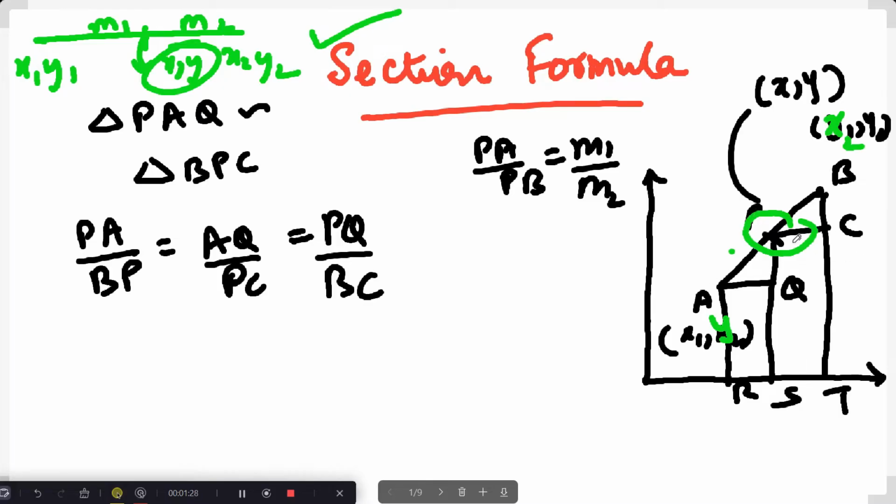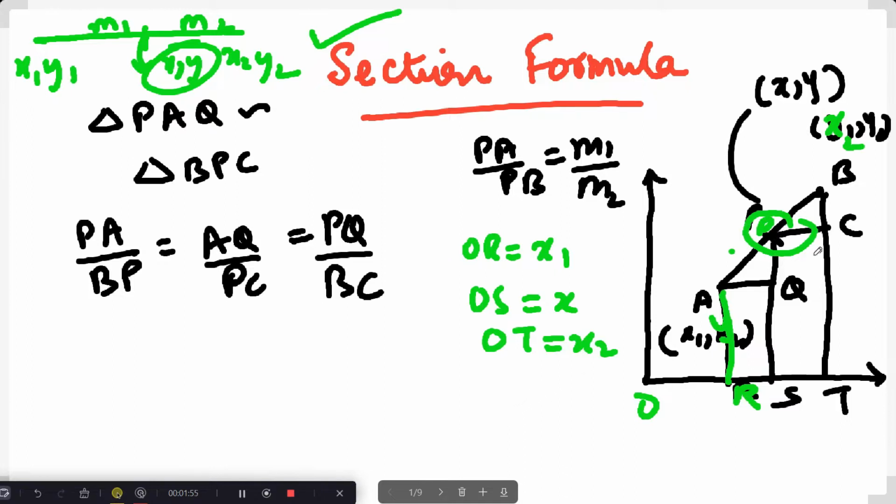If we look at this triangle PAQ, all of this has come, right? From A, we have drawn a line perpendicular to the x-axis, meeting at R. From P, we have drawn a line too. What is OR? I'm just writing for everyone's benefit. The distance OR is x1, the distance OS is x, the distance OT is x2, right? Similarly, we have drawn 3 lines like this. The distance AR is y1, the distance PS is y, and the distance BT is y2, right?